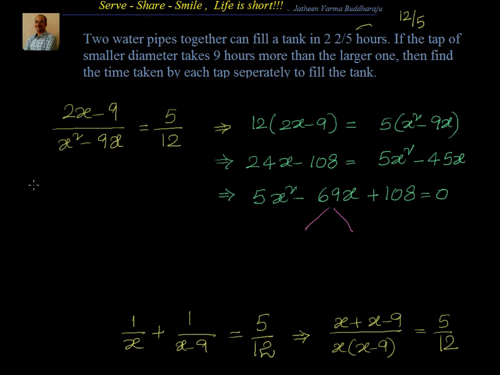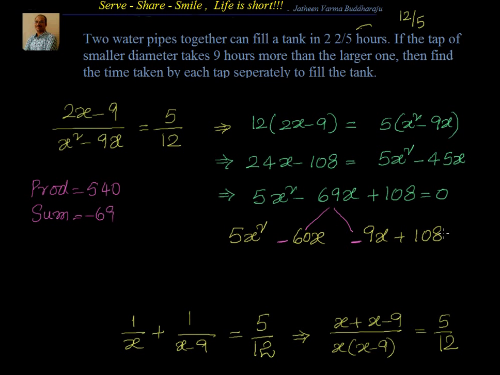So I have to get 5 into 108, 540. So the product is 540 and the sum is minus 69. That means I know both of them will be negative only, and I have to add them straightforward. 60 into 9 is 540, and 60 plus 9 is 69, so I can write it as 5x square minus 60x minus 9x plus 108 equal to 0.